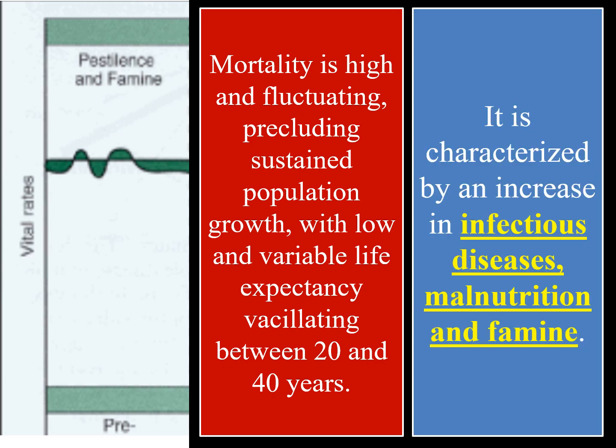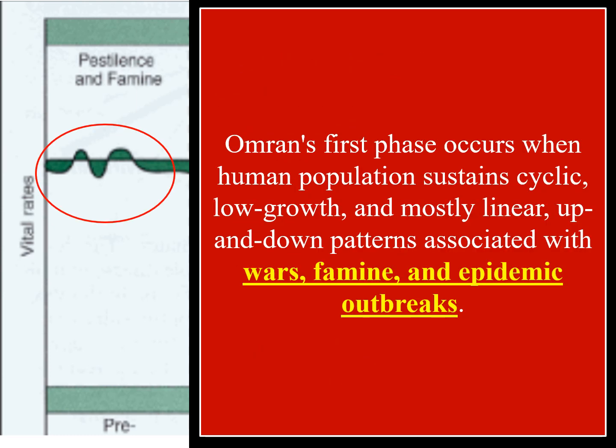When countries are in this stage, we see an increase in infectious diseases, malnutrition, and famine. Omran's first phase occurs when human population sustains cyclic, low growth, and mostly linear up and down patterns associated with wars, famine, and epidemic outbreaks. So again, this pestilence and famine goes hand in hand with stage 1 of the demographic transition model, where we have low population growth rates because we have high birth and high death rates.